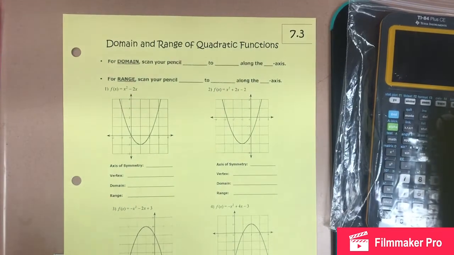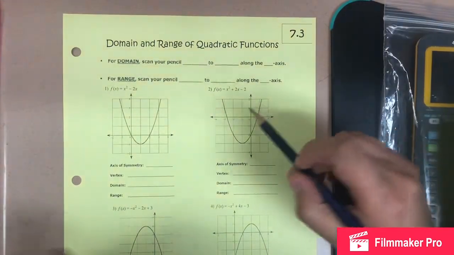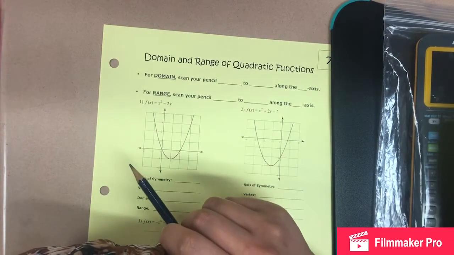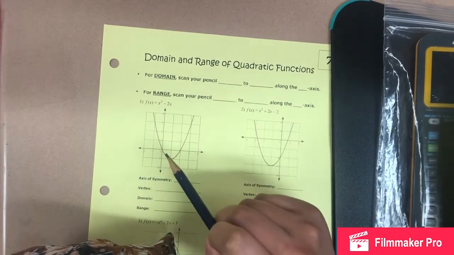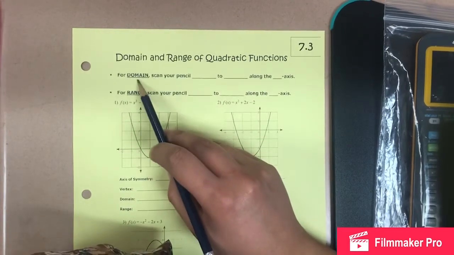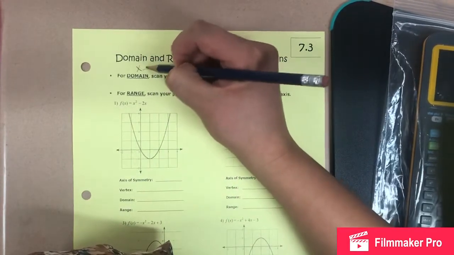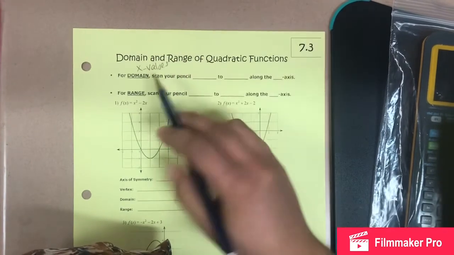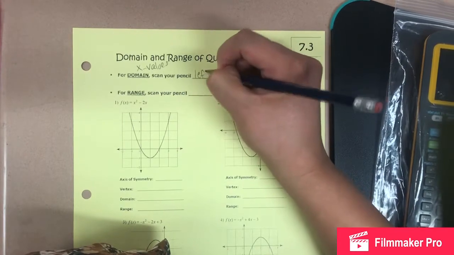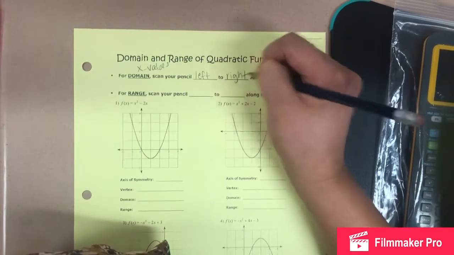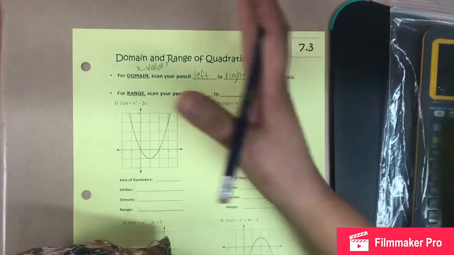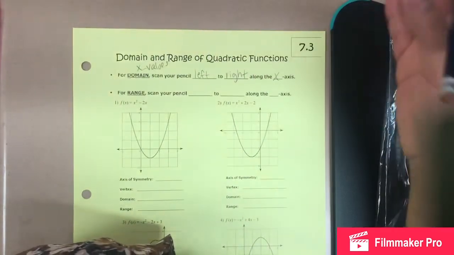Okay, so we're still going over some vocabulary, but we're also going to focus on bringing back domain and range, specifically for quadratic functions. Let's recap what domain and range are. Domain is all the possible x values. When I'm thinking of the x values, I'm scanning my pencil from left to right along the x-axis. So I always tell my kids, how far left does it go? How far right does it go?